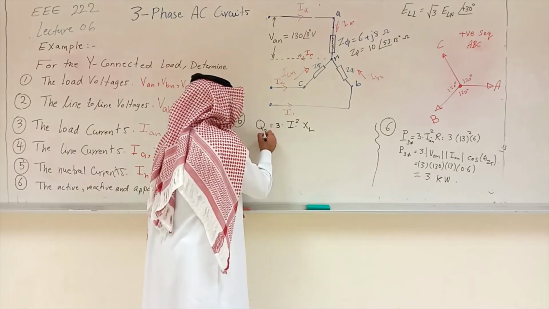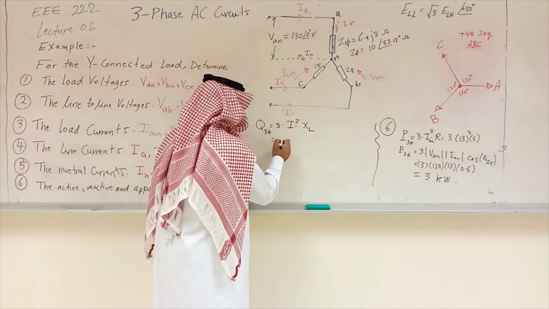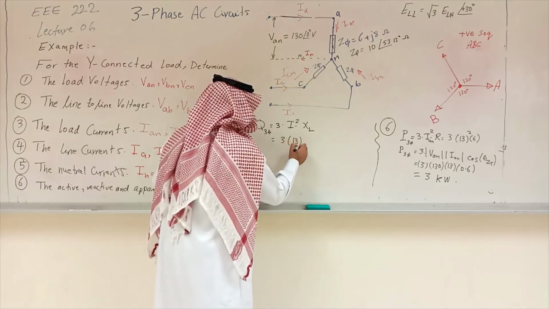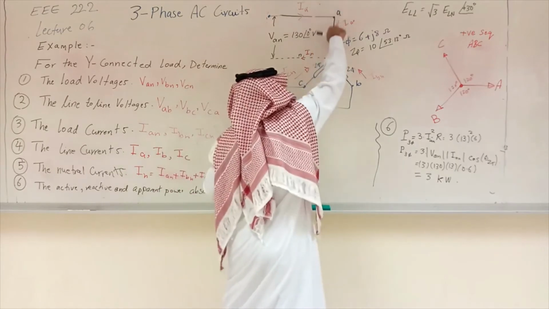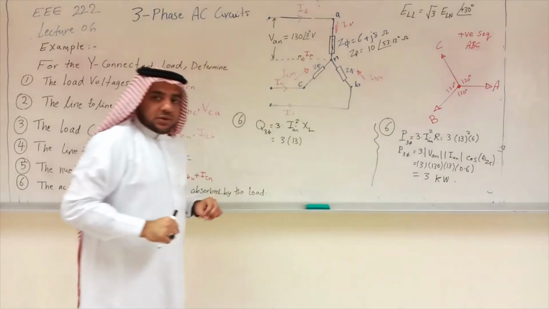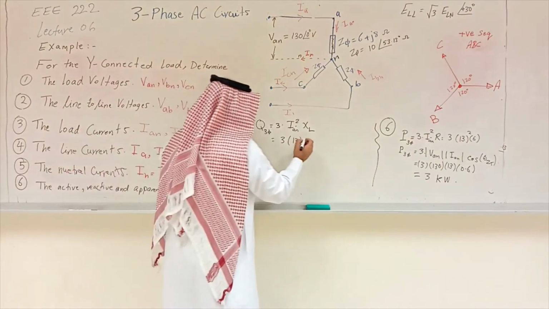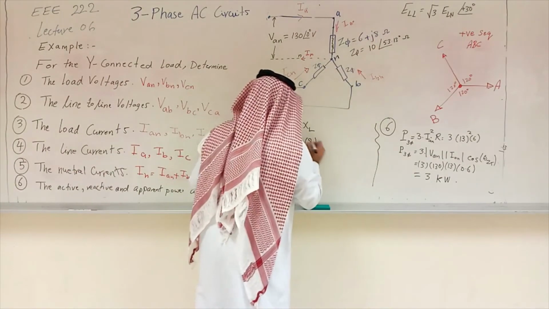This is the total 3-phase reactive power, which is 3 times I squared, where I is I_AN. It's the load current, and it's the same I_L. We don't consider the phase shift here when we do the calculation of power. Times XL, how much is XL? XL is 8, right?